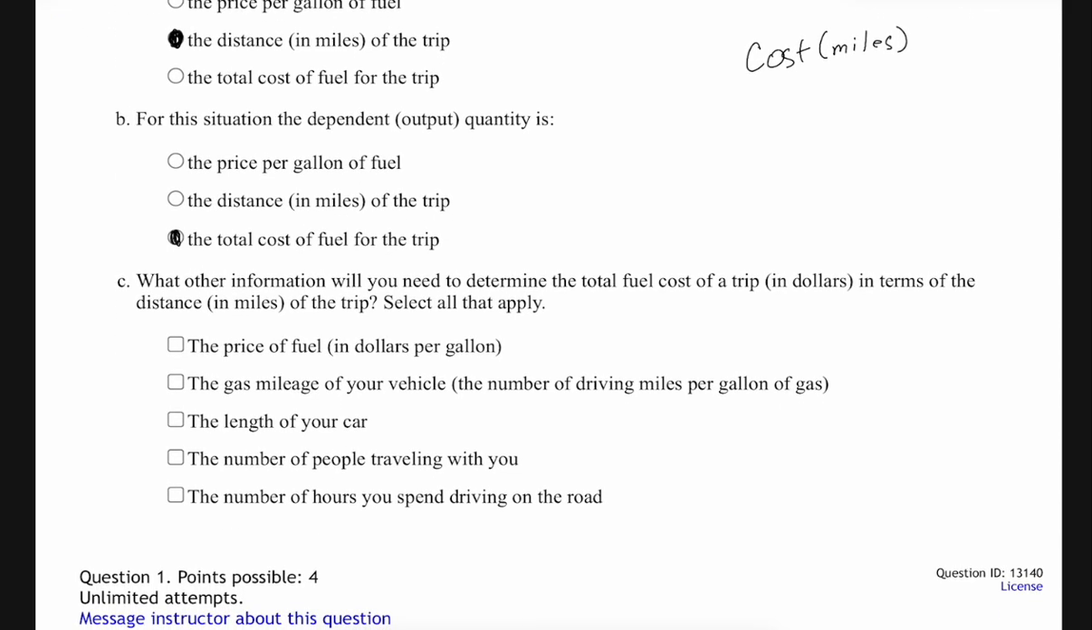And then it says, what other information will you need to determine the total fuel cost of a trip in dollars in terms of the distance in miles of the trip? Well, you need to know the gas mileage. You need to know how much your fuel is actually going to cost. And then maybe this one, the number of miles that you spend traveling. Oh, it's just the first two? Okay, don't worry about that. Oh, yeah, because the gas mileage would account for the hours and all that. Okay. So that's what you need for that one.